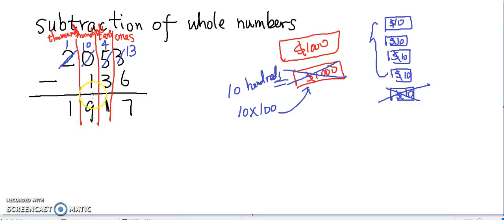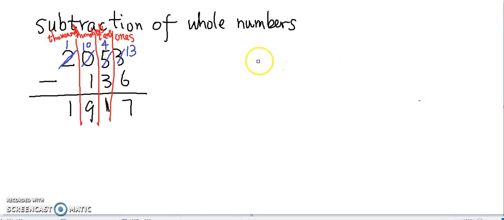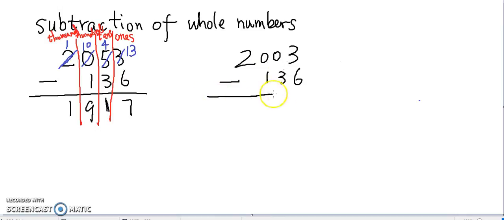So we're going to look at another example here. Suppose we have $2,003 minus $136. Again, we line up the last digits and we do subtraction. 3 minus 6, that's not enough, so let's borrow from this tens place. Let me draw a line to separate them.